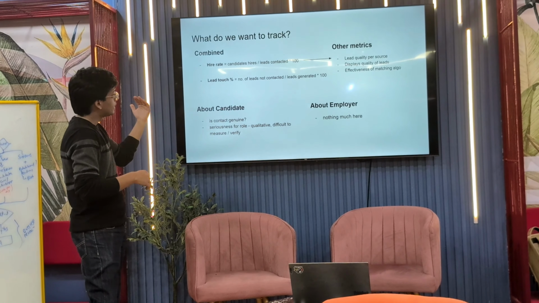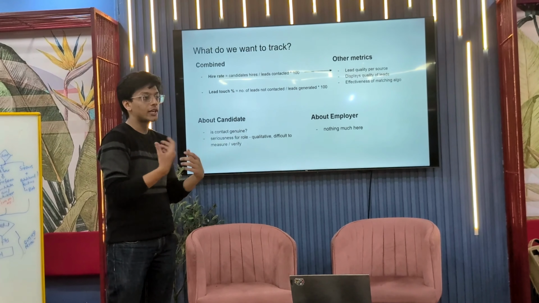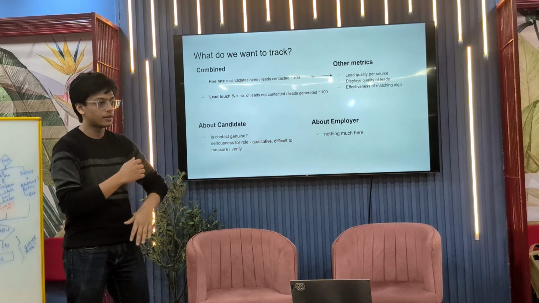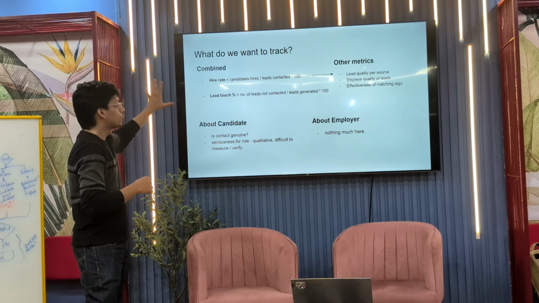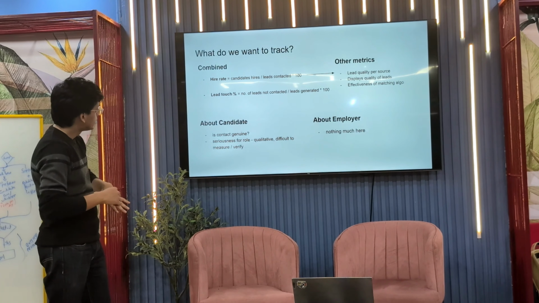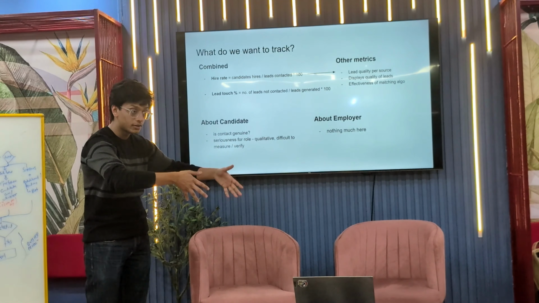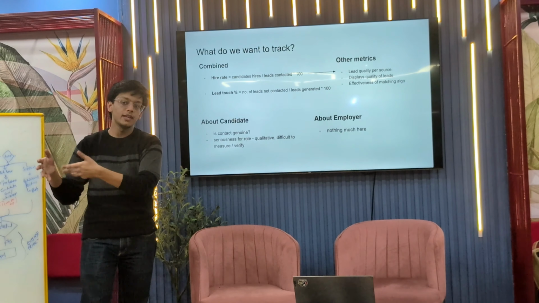Another one related to it is what we're calling lead touch percentage, which is: I gave you 100 leads, but you only contacted 50. So that's 50 divided by 100. Those are the 2 metrics that we want to track. Talking about what data points we want to capture in our visibility, it can be split into 2 parts: data points about the employer and data points about the candidate.